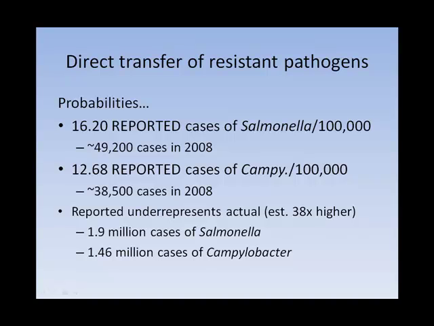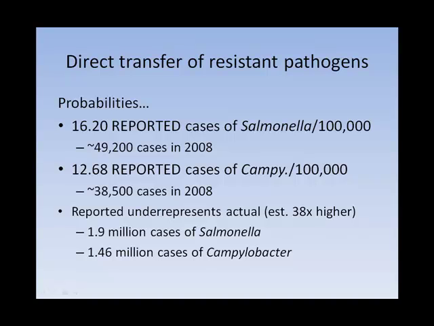Well, the fact is we know that bacteria do escape from the farm and end up causing disease in humans. So these are the number of cases reported in the various years. We know that reporting greatly underestimates the occurrence, and so it's estimated that there's nearly 2 million cases of Salmonella and nearly 1.5 million cases of Campylobacter, and while not all of those come from animal agriculture origin, a very large majority of them do. So obviously we do have significant breaks where bacteria escape from the farm and make it to the consumer.